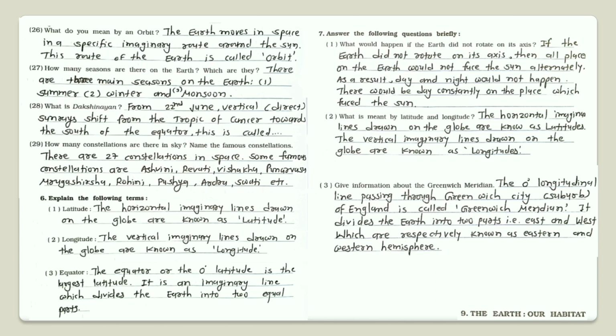Question number 6. Explain the following terms. First term is latitude. The horizontal imaginary lines drawn on the globe are known as latitude. Second, longitude. The vertical imaginary lines drawn on the globe are known as longitude.